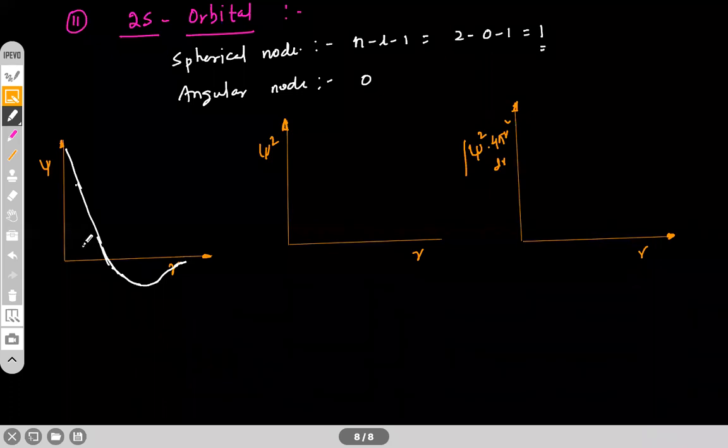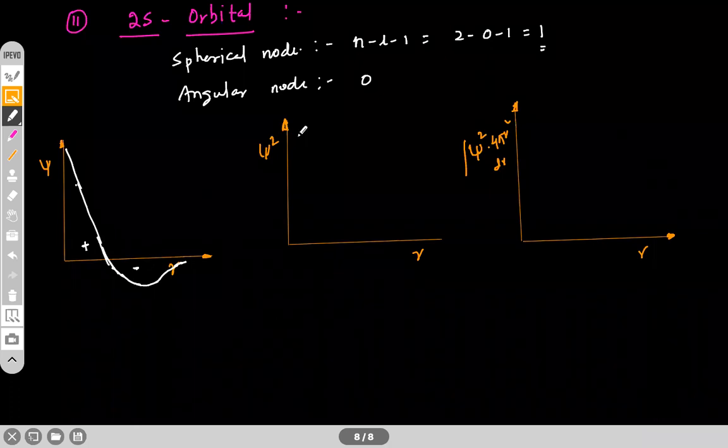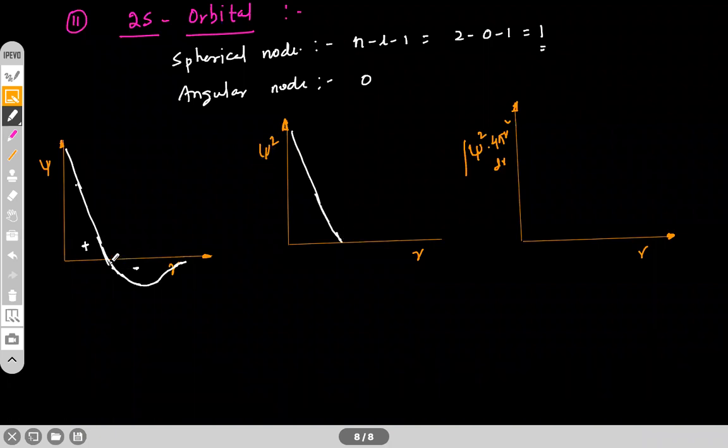Above the axis, we'll write it as positive, and below the axis, we'll write it as negative, because this wave function can be positive and negative also. So like this it goes. Now similarly, if you draw psi square, it comes down to the node, which is this. And psi square is exactly the mirror image of this part, which goes like this. It won't touch the x-axis. Psi square cannot be negative. That's why all the graph will be above the axis.